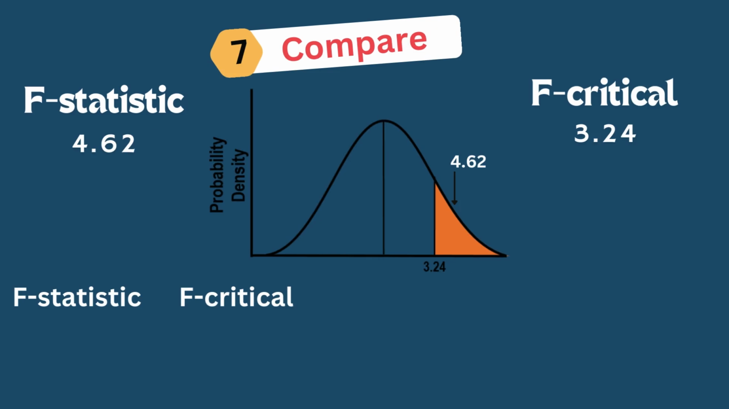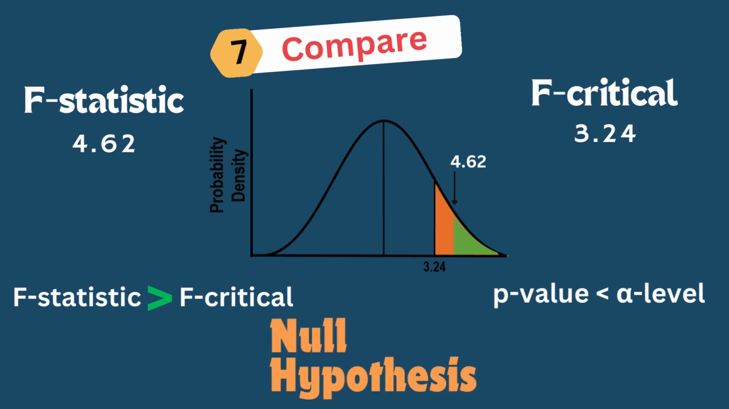Step 7. Compare F statistic and F critical. Here, F statistic is more than F critical. In the graph, it means that the probability area for F statistic, that is p-value represented by green area, will be less than the probability area for F critical, that is alpha level, represented by orange area. Since p-value, that is the probability of getting the data if the null hypothesis is true, is low, therefore we will reject the null hypothesis.